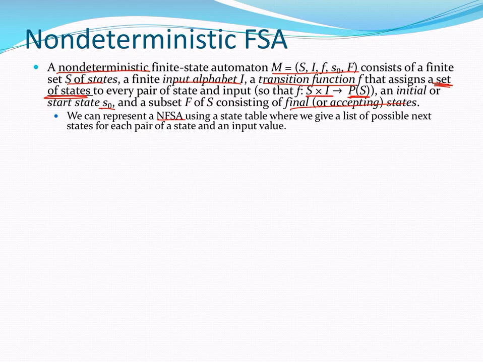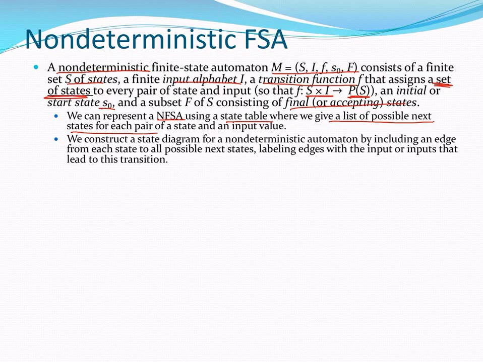For an NFSA, we can use a state table where we give a list of possible next states for each pair of state and input value. So it could be more than one. In fact, we expect it to be more than one. It could be none. Then we construct a state diagram by including an edge from each state to all possible next states. And because of that, I like to think of these as branching automata, because we actually explore every possible next state when we do this.